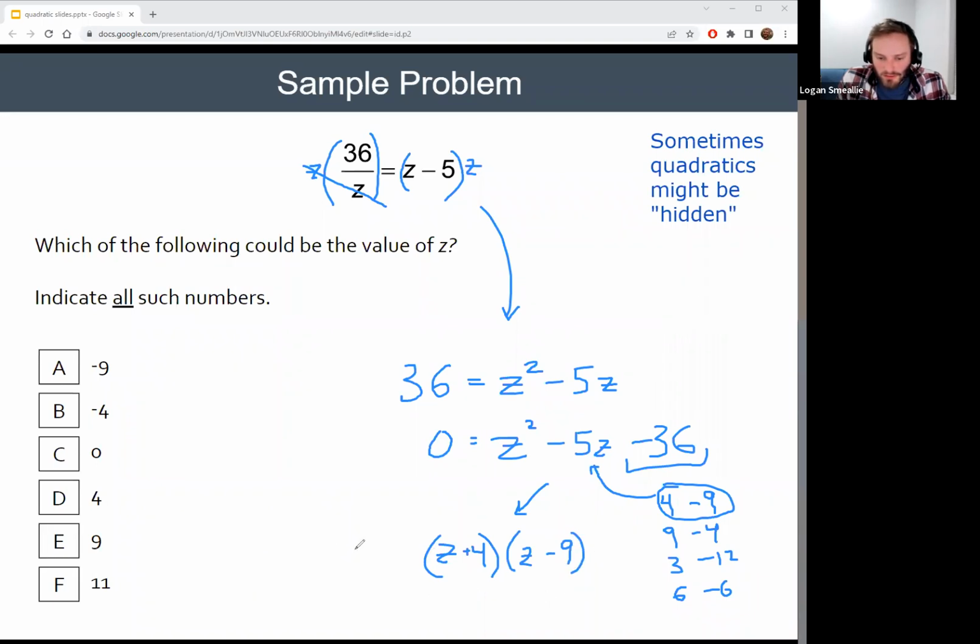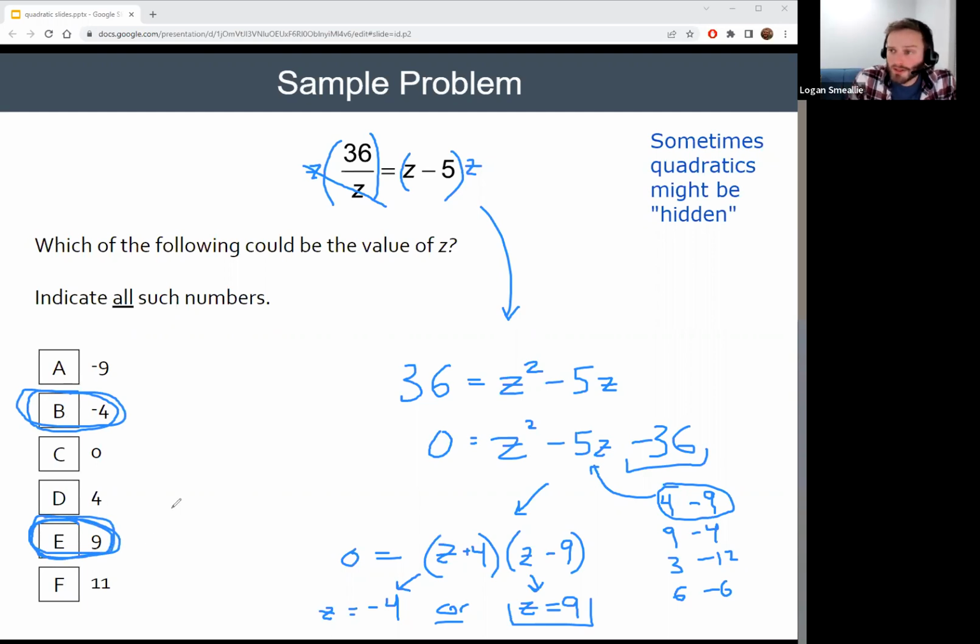And now I know that z is negative 4, or z is positive 9. Remember, I get the switch to negative 9 to positive because the question is, how could z minus 9 be equal to 0? Well, z would have to be 9. On the other side, how could z plus 4 equal 0? Well, z would have to be negative 4. So negative 4 and 9 are my answers.